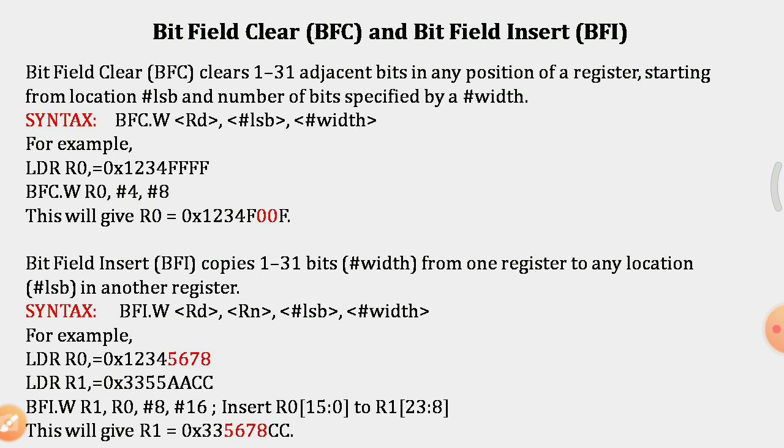R0 is taken from the 0th bit to the width specified, 16 bits, so 0 to 15, and that R0 value is inserted into the R1 value starting from the LSB specified, 8, plus 16, up to 23.